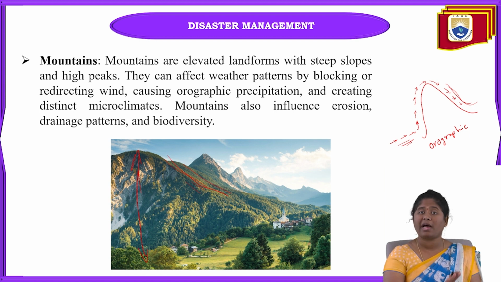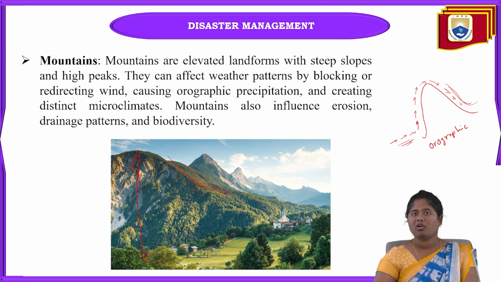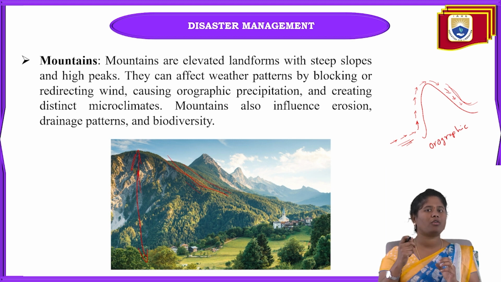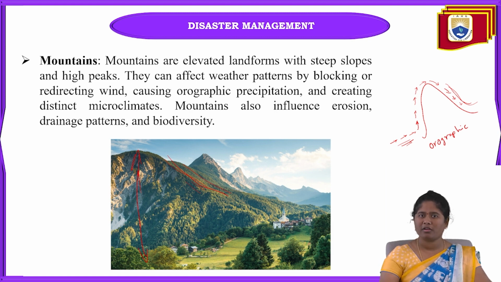Because of the height and the steep slopes, mountains redirect the wind, which causes orographic precipitation, and also create distinct microclimates. They also influence erosion, drainage patterns, and biodiversity. Because of this biodiversity, we are facing many problems nowadays. I already explained what biodiversity is, and how microorganisms affect atmospheric conditions. Because of these mountains only, orographic precipitation occurs, and erosion, drainage patterns and biodiversity are all influenced.